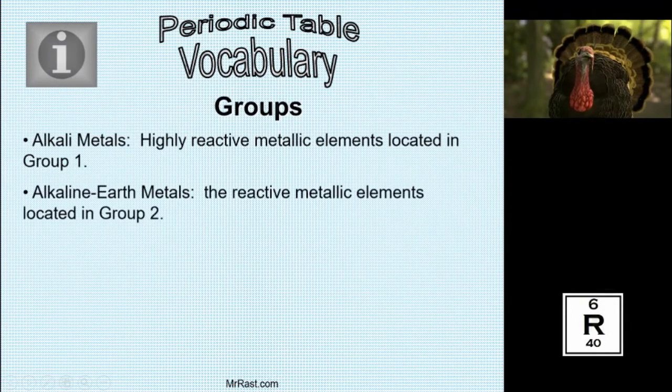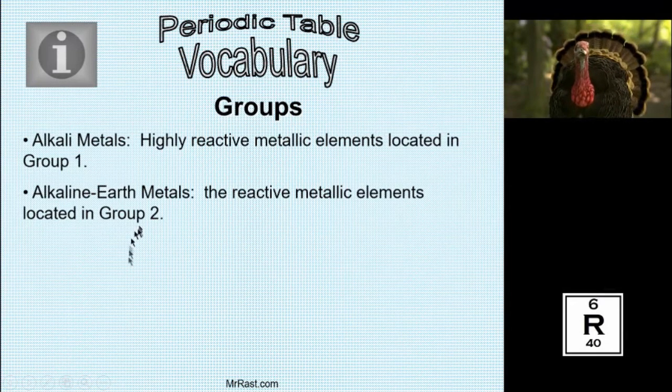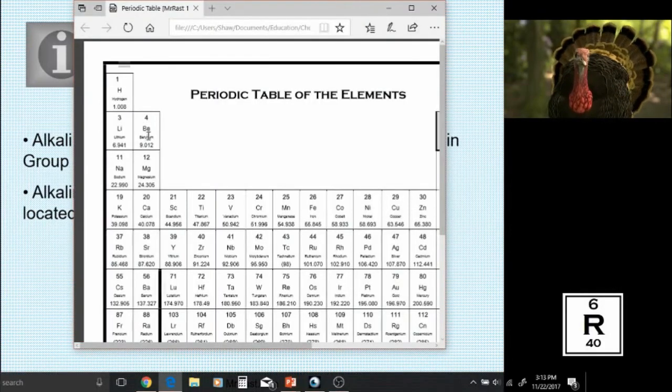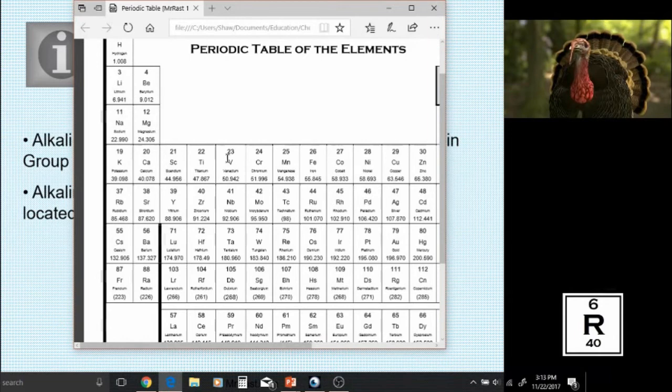Your next group is the alkaline earth metals. These are reactive metallic elements as well, but they're located in group 2. They are not as reactive as the alkali metals, but they still will react with water in the same fashion. It just won't be as quick of a reaction, and you're not going to get that kind of fire right on the surface of the water. So the alkaline earth metals are beryllium down to radium. So these guys here, group 2, are called the alkaline earth metals. Remember again, group 1 is the alkali metals. Group 2 is the alkaline earth metals.